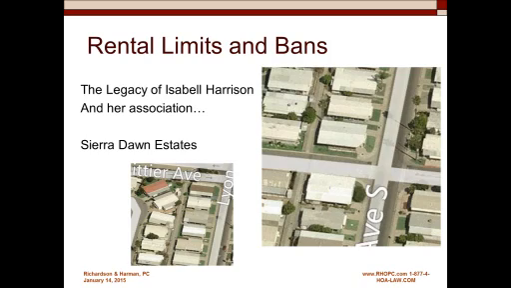Sierra Dawn Estates amended its CC&Rs and it limited rentals to just 3 per owner. And interestingly, the association did not grandfather in the owners. And so you can imagine the disaster for Ms. Harrison, who all of a sudden had to divest herself of 19 of her 22 lots. Complete disaster for her. Of course, she did what all fine Californians do. She filed a lawsuit, and that lawsuit went all the way up into the Court of Appeals. Unfortunately for her, she lost.